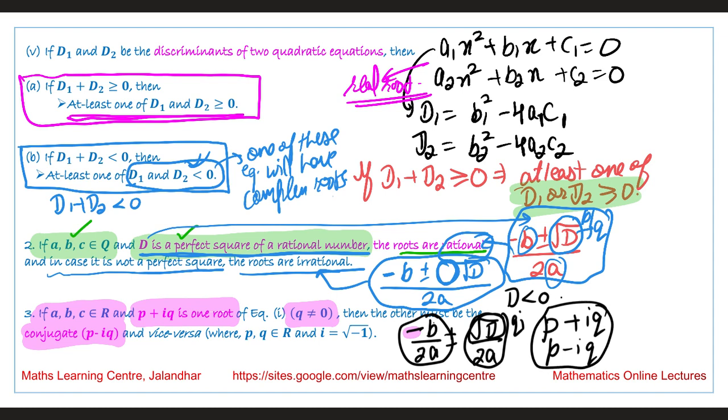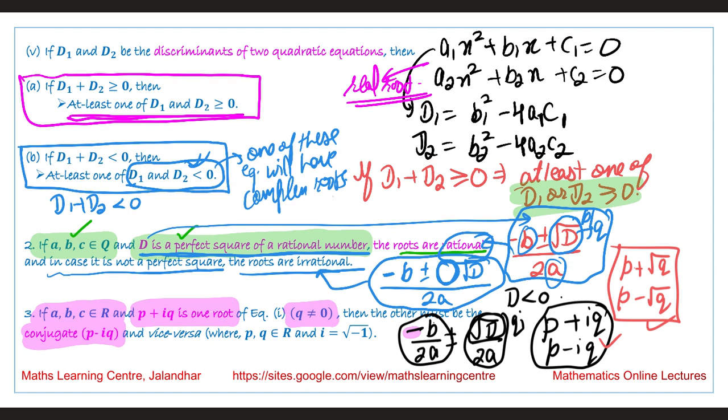A similar kind of result holds for irrational roots. If p and q are real numbers, and one root of the equation is of the form p plus square root of q, then the other root will be p minus square root of q. So they occur in pairs; these are the conjugate pairs. The roots of the quadratic equation occur as conjugate pairs.